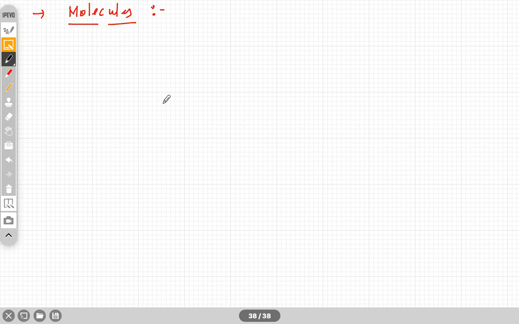Molecules, and in the first case, we are talking about unsaturated molecules. Unsaturated molecules are those molecules in which we have a double bond present. Okay, mainly we are talking about the double bond here.